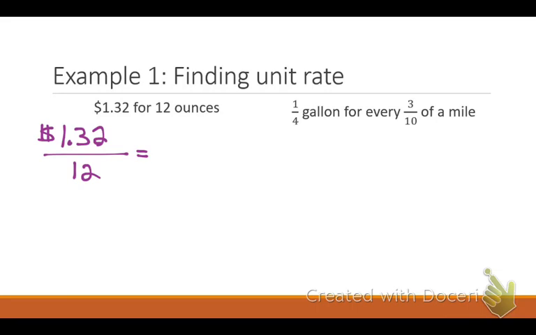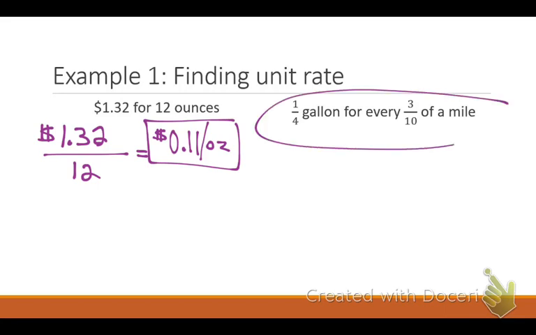132 divided by 12 gives me how much money, because this is money. How much is it, guys? 11 cents per ounce. Okay, and you can abbreviate, that's fine. Wait a second, I didn't write the word per. Or did I? The backslash means per. So you can use a backslash also. All right, so that's how much it is for 1 ounce. I found the unit rate. Go ahead and solve the second one now.